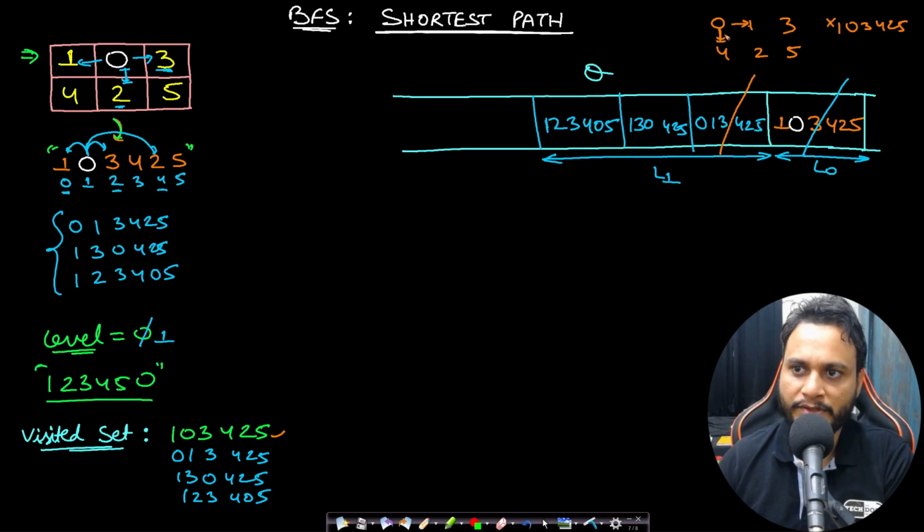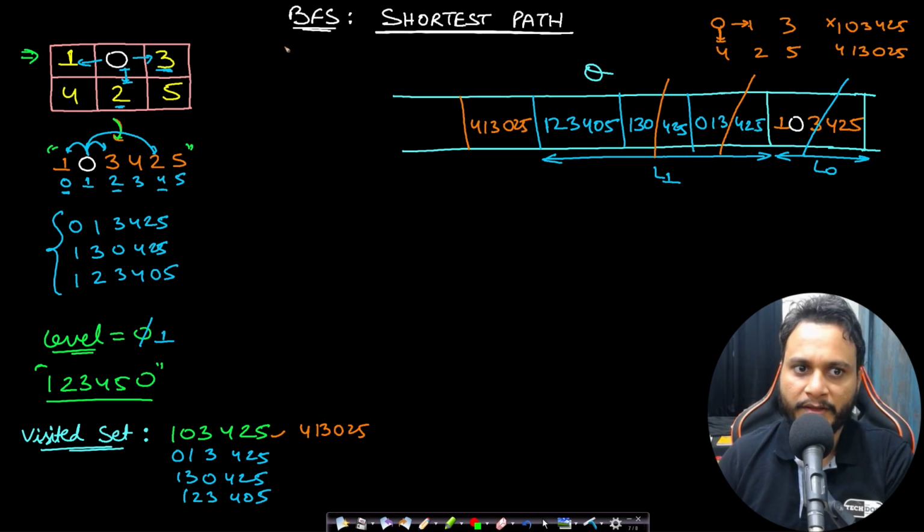Another state transition is swapping this 0 with 4, and that will make it 4, 1, 3, 0, 2, 5, right? Check it out. Is it visited? No, it is not visited. So mark it as visited 4, 1, 3, 0, 2, 5, and we have to insert it. Inserted. And we are done with this transition. Take out the next node 1, 3, 0, 4, 2, 5.